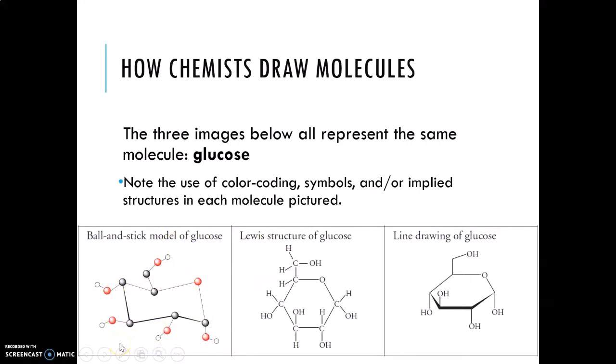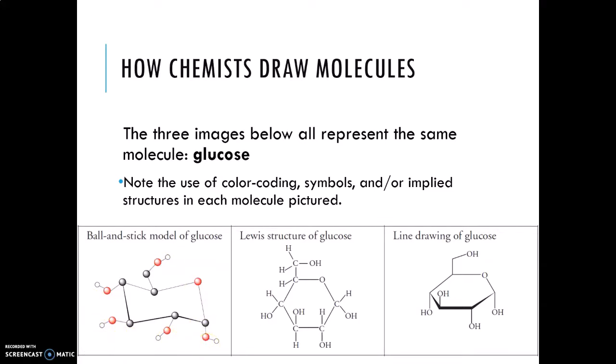If you were to build a 3D model of glucose, it would look something like this. And this highlights the color coding. You can see the carbon here is that dark shaded gray to black. You can see the red is the oxygen, and then the white circles are all hydrogen.